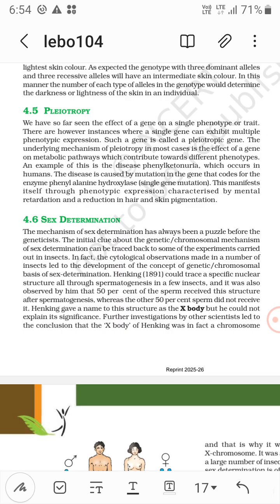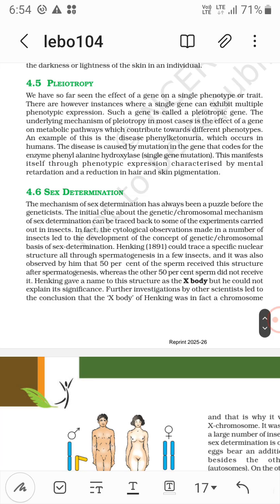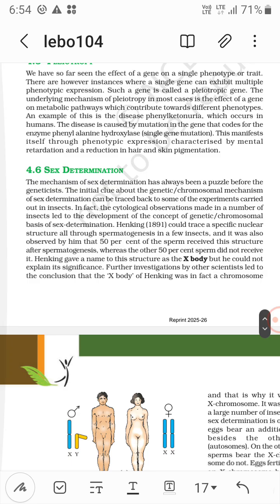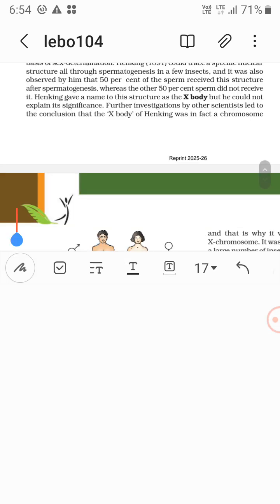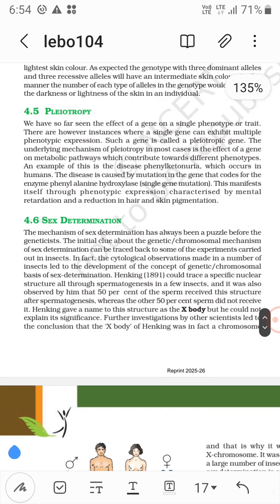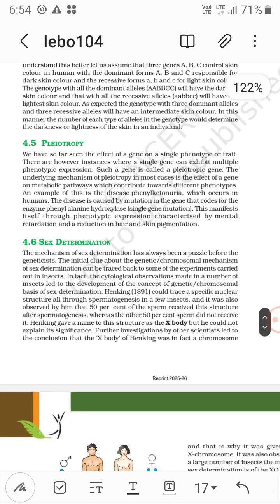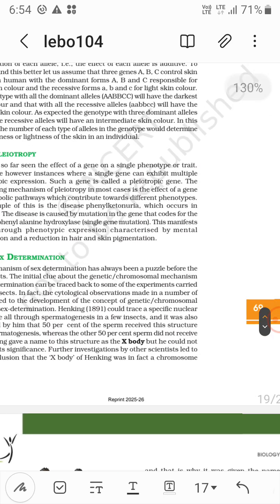An example of this is phenylketonuria, which occurs in humans. The disease is caused by a mutation in the gene that codes for the enzyme phenylalanine hydroxylase, a single gene mutation. This manifests itself through phenotypic expressions characterized by mental retardation and reduction in hair and skin pigmentation. All this is caused by pleiotropy. It means a single gene affecting more characters, right?